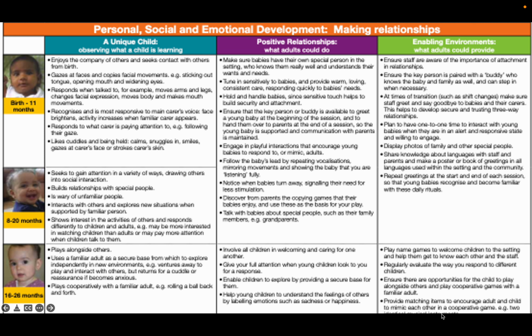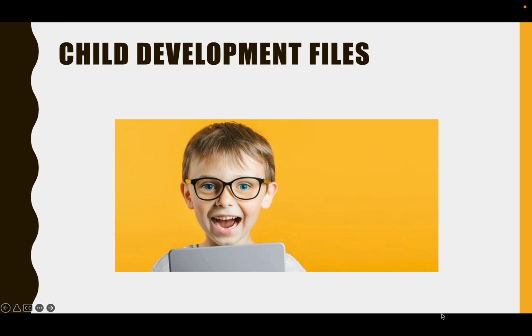And then the purple column is what we can do as adults to support them in achieving those milestones. And the green column, enabling environments, is what we can provide in the environment, how we can set up the rooms, what activities we can provide to help them meet those milestones.